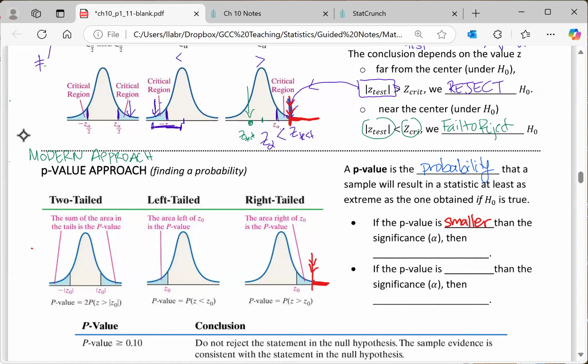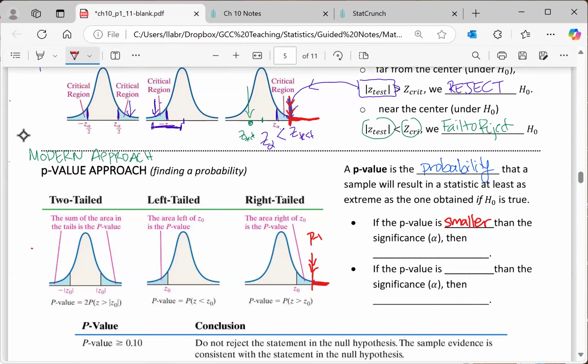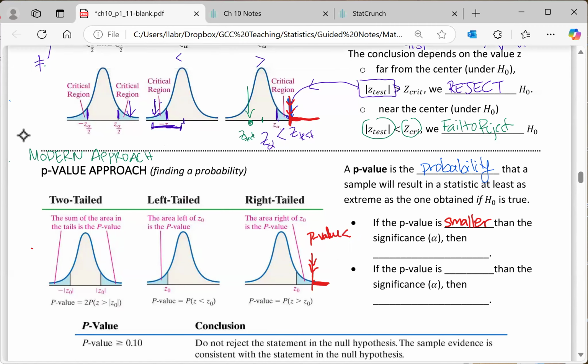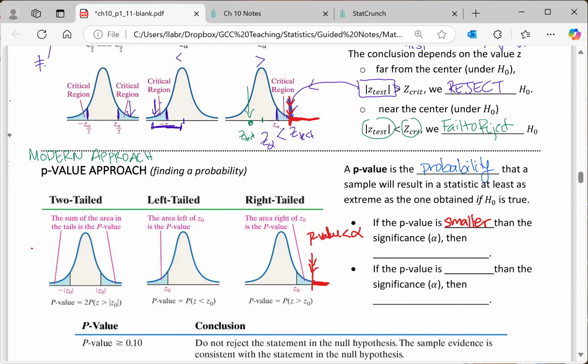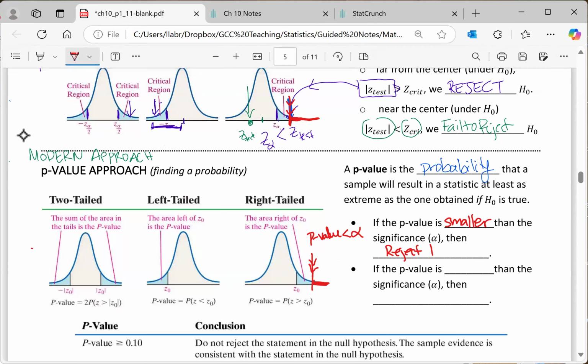So because the p-value is less than alpha, I basically have a statistically significant sample, right? My sample is significant because alpha was saying at what point does a sample become significant? And so therefore, we're going to go ahead and reject the null hypothesis.